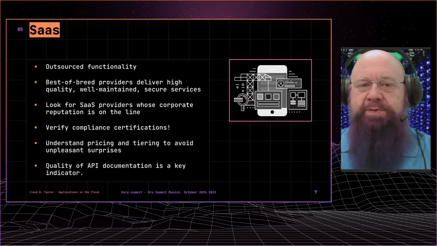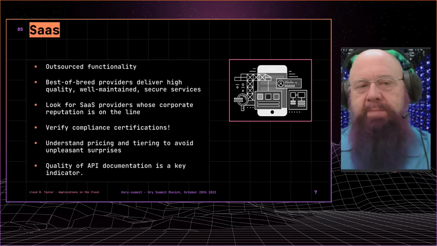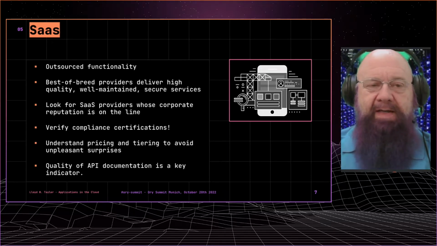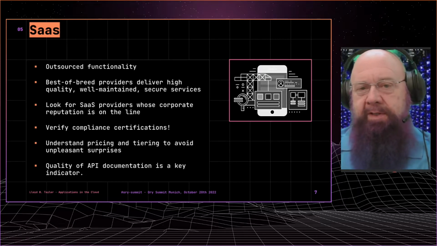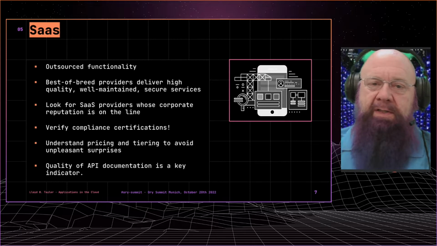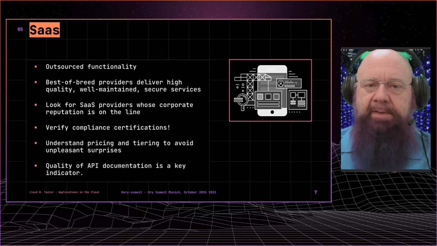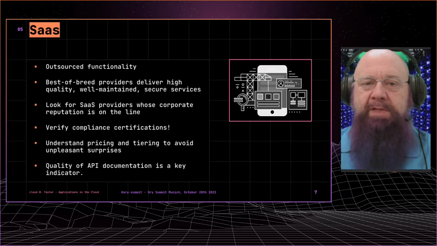Finally, software as a service. The whole point here is you're outsourcing the functionality. Picking best-of-breed providers like Ory, like AWS, deliver very high quality, well-maintained, secure services. The thing that I always do is I look for SaaS providers whose corporate reputation is on the line. If I'm going to pick a security vendor, I need to make sure that should they screw up security, they'll go out of business. So making sure that they have skin in the game and that their reputation based on the quality of their software is very important in picking a vendor.